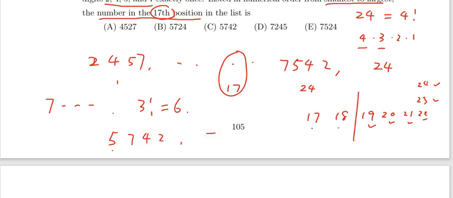Then the next one is 5, 7, 2, 4. So this is the one in the 17th position. Okay, yeah. So here we see we have those 6 numbers. First position is 7. Then we just check the next, 2, right?